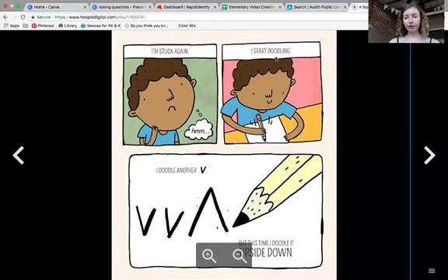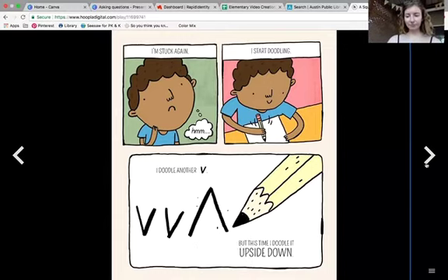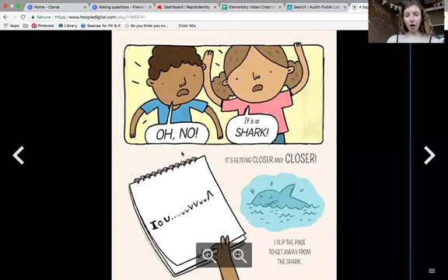I start doodling. I doodle another V. But this time I doodle it upside down. Oh no! It's a shark! It's getting closer and closer. I flip the page to get away from the shark.